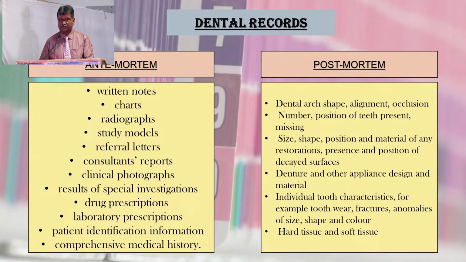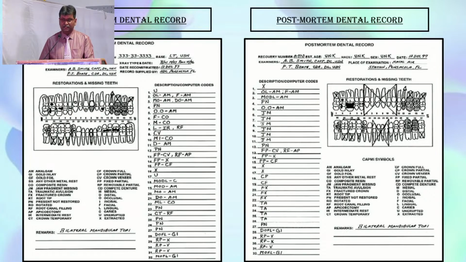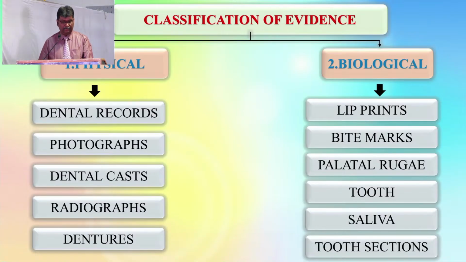In the postmortem, you might have the dental arch shapes, number and position of the teeth, missing teeth, morphological alterations of the tooth or decayed structures, then the denture and appliance design, then individual tooth characteristics, and the hard tissue and soft tissue structures. These are the comparison of both antemortem and postmortem records, and how you maintain a record when the incident happened, to identify the victim or a suspect.